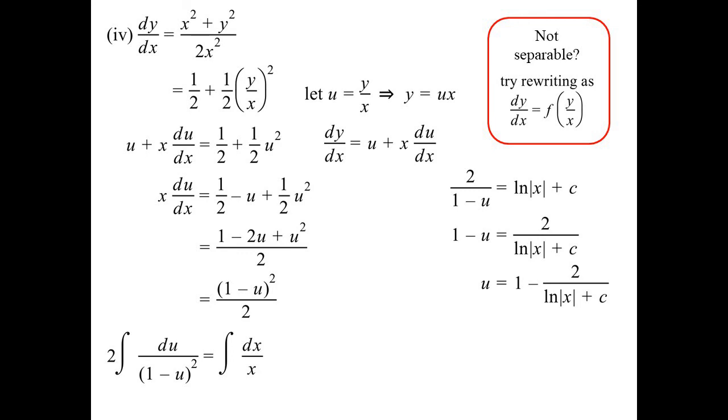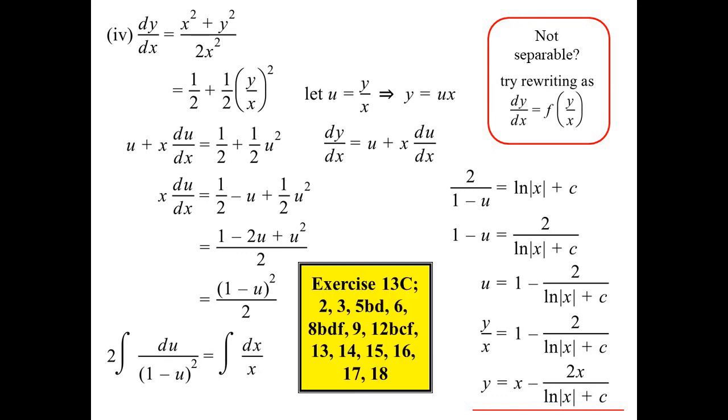So let's get y back in there. u was y on x. So y on x is equal to 1 minus that. Multiply out by x, and I have an answer for that particular derivative. So that one's a little bit trickier because you need to manipulate the algebra in there a bit to come up with a result. 13C, time to do some separation of variables.